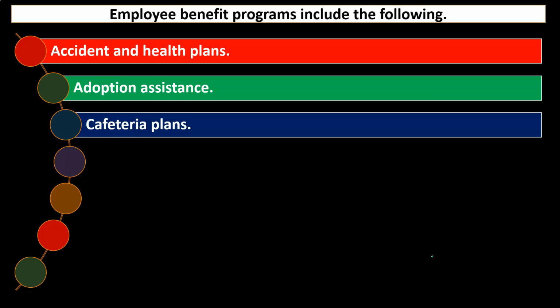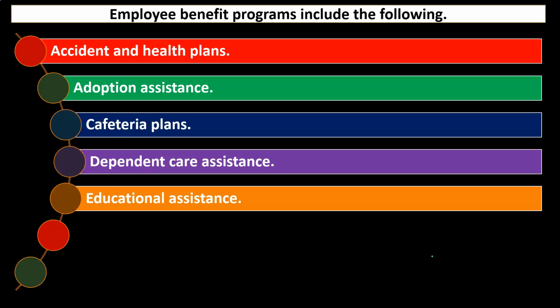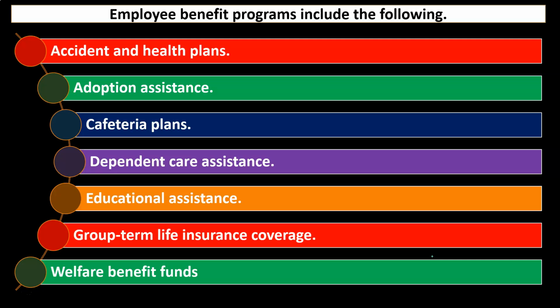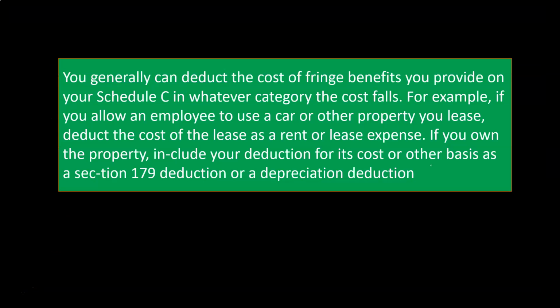So adoption assistance, cafeteria plans, dependent care assistance, educational assistance, group term life insurance coverage, welfare benefit funds. Some of these things you might be able to point out. If you notice someone is going to school and has education expenses, or their health care, or if they have a dependent, you might be able to suggest these things to a business owner or even a W-2 employee to talk to their employer about, to see if they can get some of these benefit programs that might be beneficial to both the employer and employee.